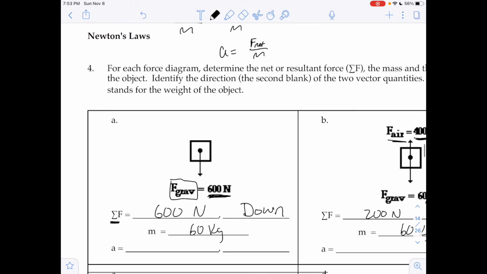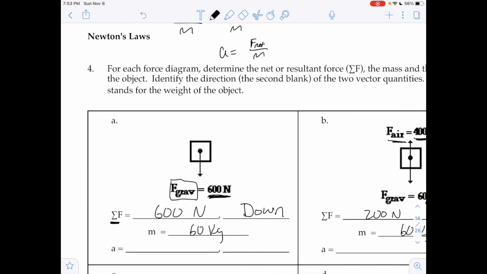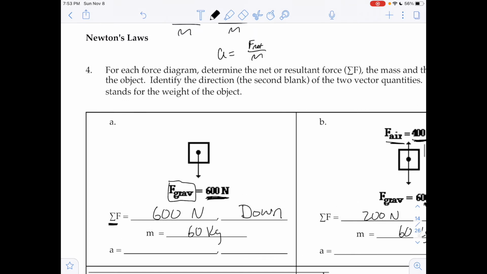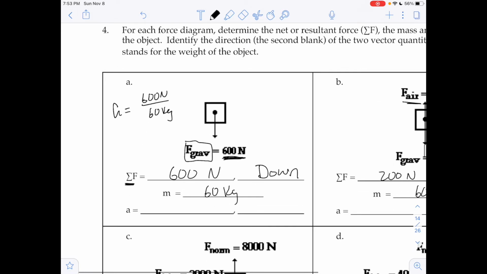So for example, for part A, we already found the net force and we found the mass. So we can just plug numbers in here and say acceleration is equal to 600 divided by 60 kilogram. And we're going to end up with 10 meter per second squared will be the acceleration. And the direction for acceleration is always the same as the net force. So the object will accelerate downward.